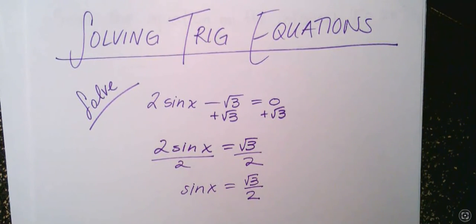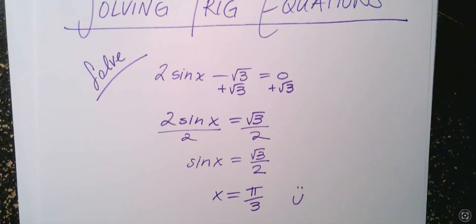And then I'll ask myself, what x value, if I take the sine of it, what angle gives me a sine of square root of 3 over 2? And the first one that comes to my mind is 60 degrees or pi over 3. So I'm done, right? Well, I would be if I were ever asked questions like that, pretty much.